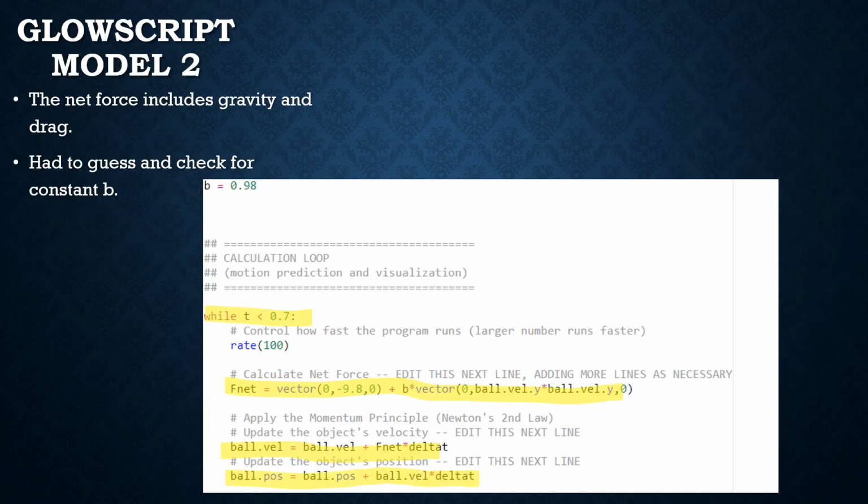As you can see, the position versus time graph was a pretty solid arc, pretty constant. All right, GlowScript model 2. This net force includes gravity and drag, so I had to guess and check for the constant b, which my guess ended up not really being great. It's 0.98, but I'll get into that in a little bit. Everything else stays the same except for the net force. I had to include the vector of ball.vel times y times ball.vel times y, so that GlowScript could understand that I was not just including gravity, but I was also including drag. So that is why I added that in there.